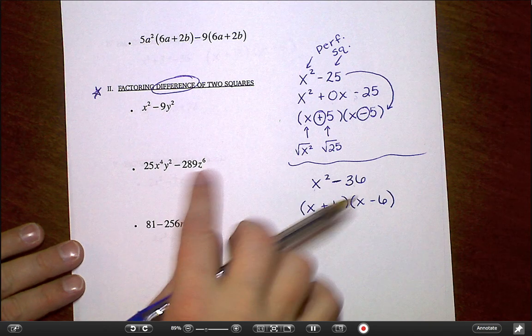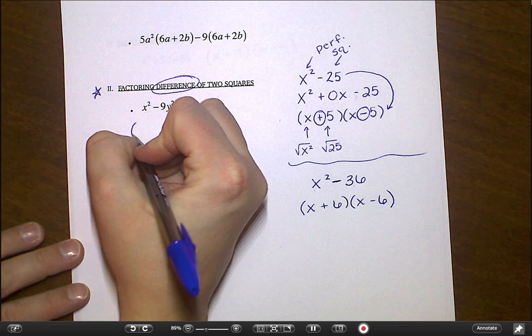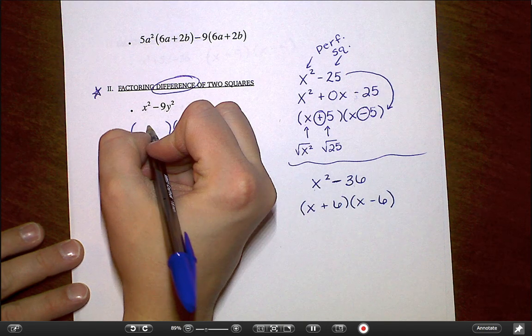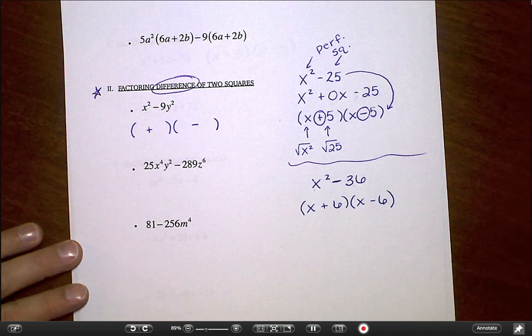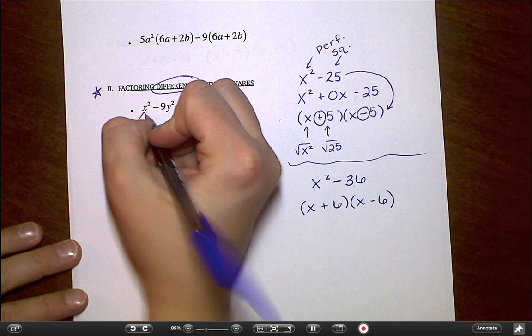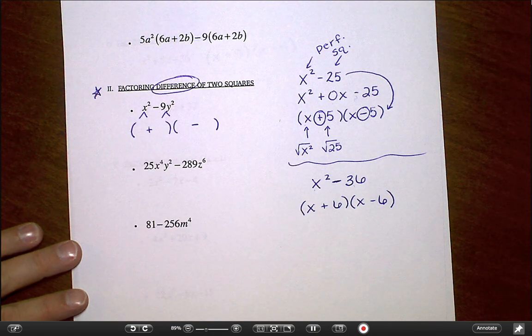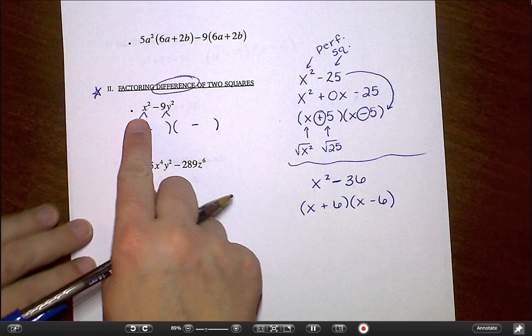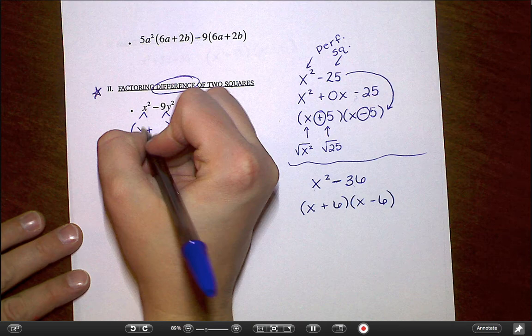x squared minus 9y squared. I know I'm going to have two sets of parentheses. I know one's going to be a plus and one's going to be a minus. And then it's just a matter of thinking, how would this split and how would this split? Okay, and it should split into two equal pieces if they're perfect squares. So x squared would become x and x.